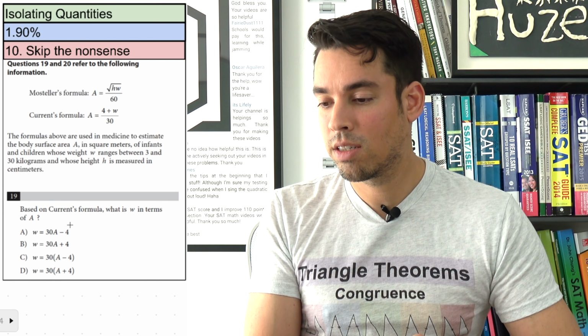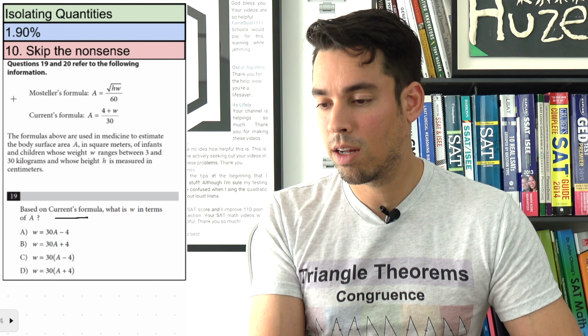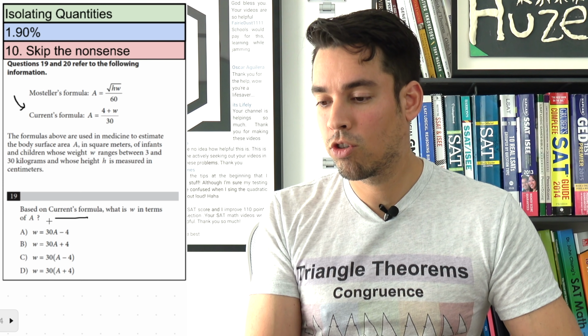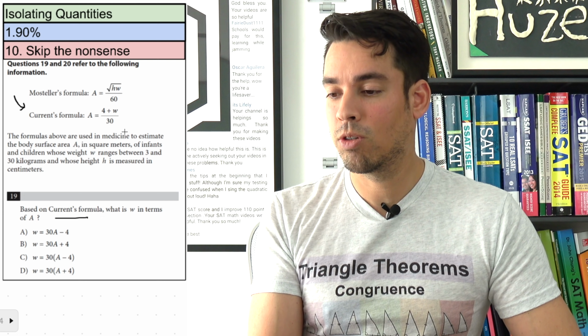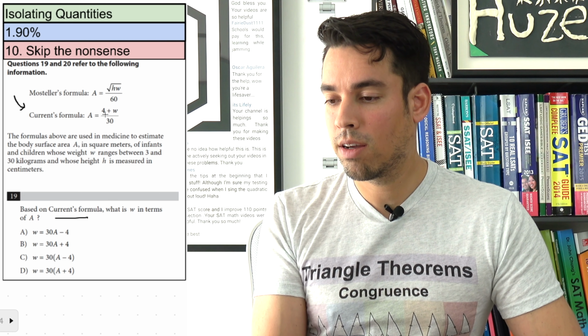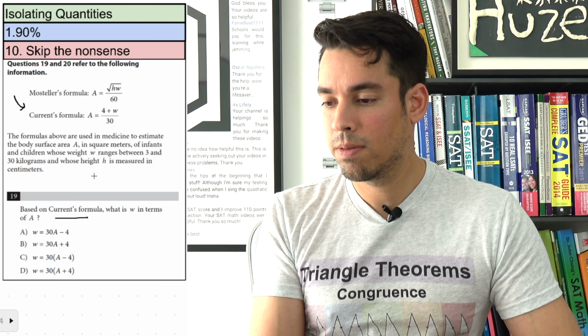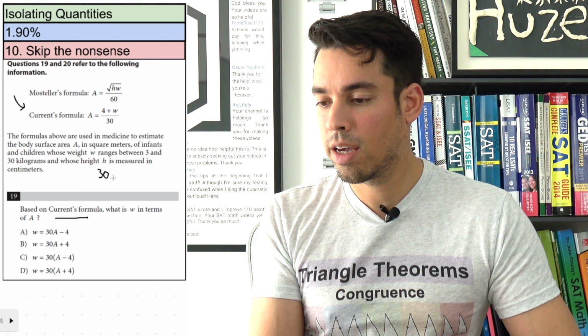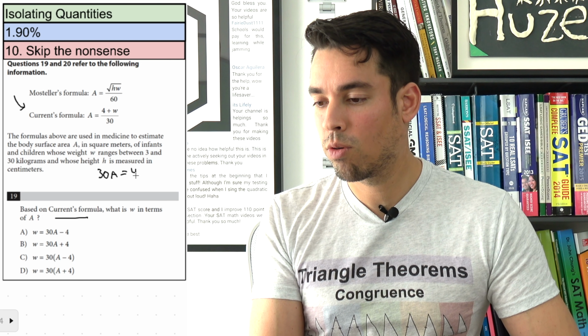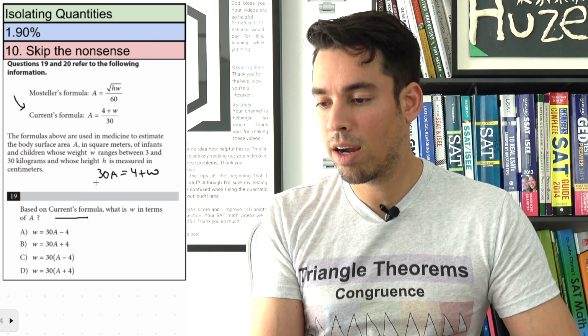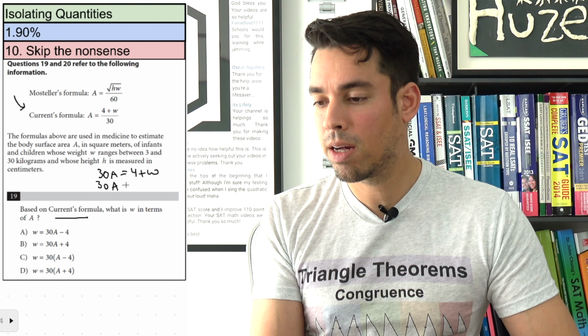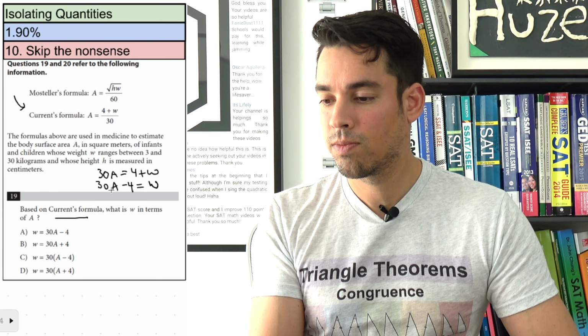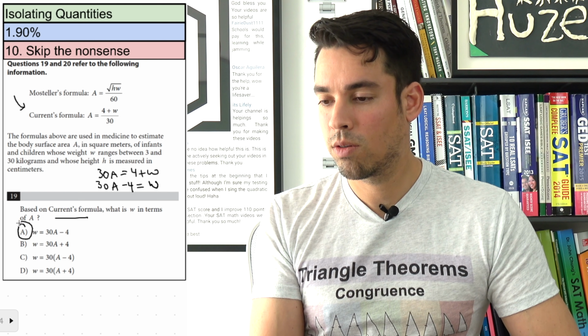All I need to do is say, hey, they're talking about Current's formula. Okay, I know I'm here. What is W in terms of A, aka isolate W. So I'm going to do that. So first, I'm going to multiply both sides by 30. And I get 30a equals 4 plus w. Then I'm going to subtract 4 from both sides. 30a minus 4 equals w. And that's it. We're done.